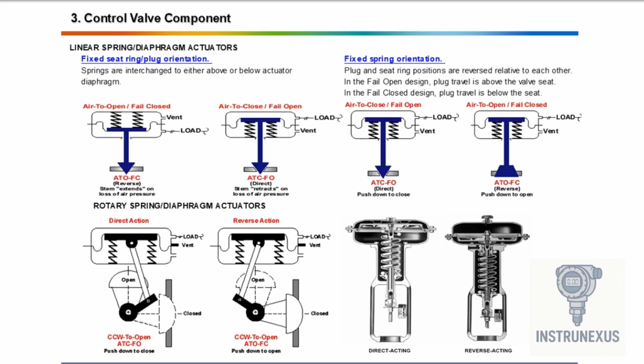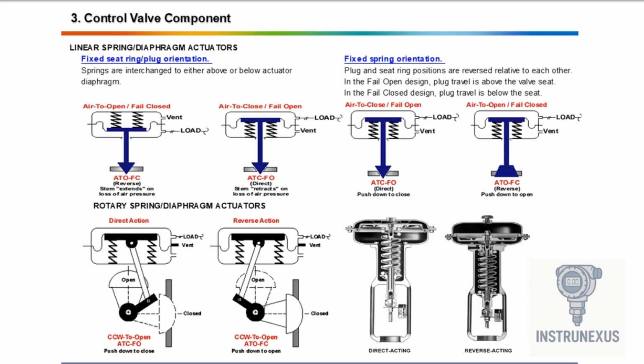Let's break it down. 1. Linear spring, diaphragm actuators. In these actuators, the spring and air pressure work against each other. The spring is used to bring the valve to a safe position when air supply is lost. Based on the spring and plug orientation, we get different fail-safe modes.